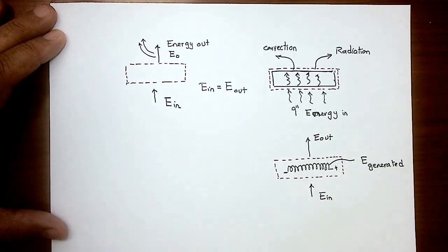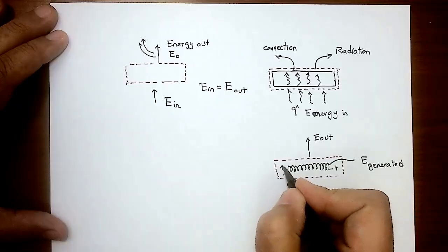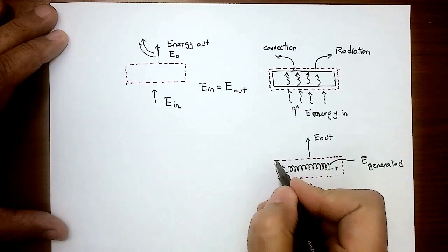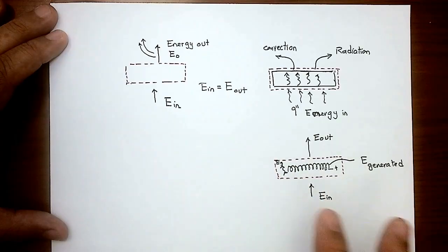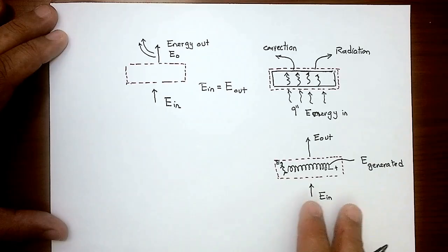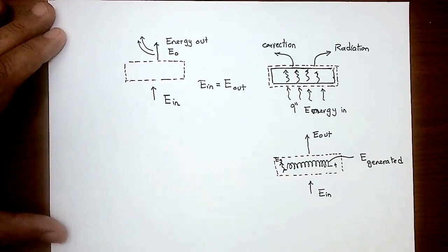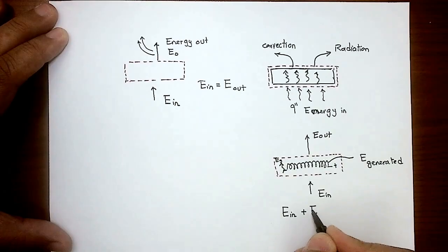Okay? So what's going to happen here? I have energy coming in. There is a source that's adding energy generated inside the body. And the sum of E in and E generated will be removed outside by E out. So if I want to write the energy equation for this situation, I would simply say that the summation of the energy in plus the energy generated will both leave out.